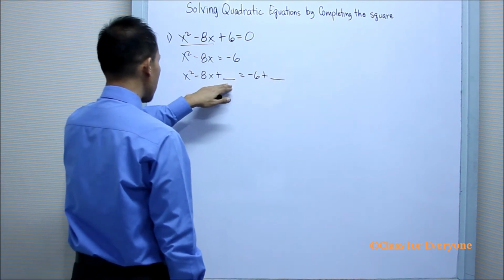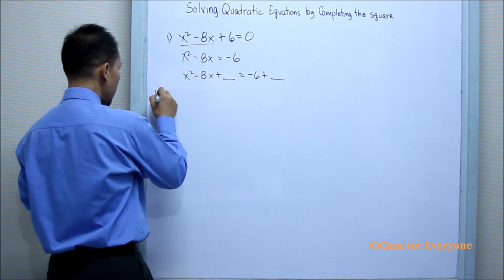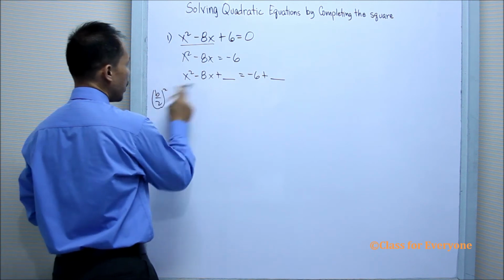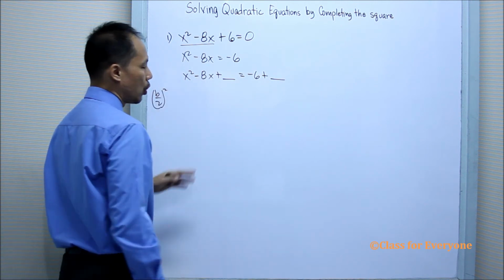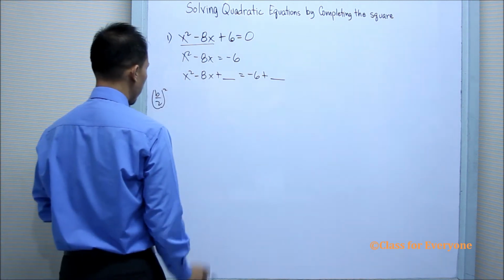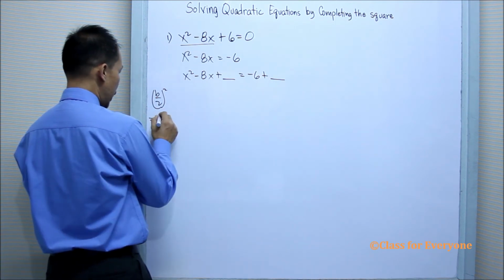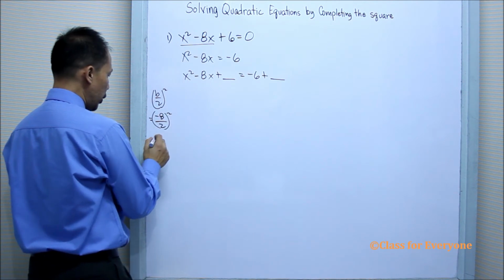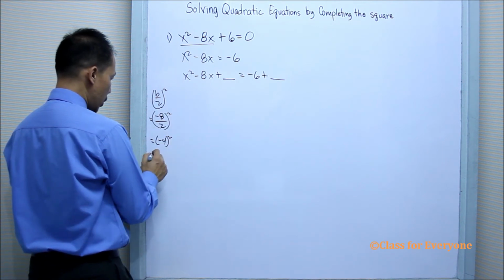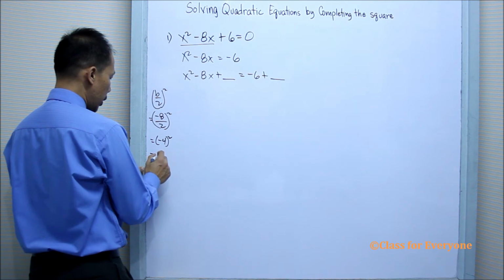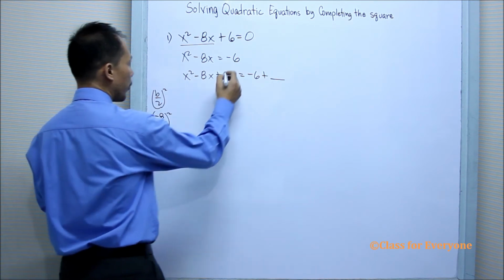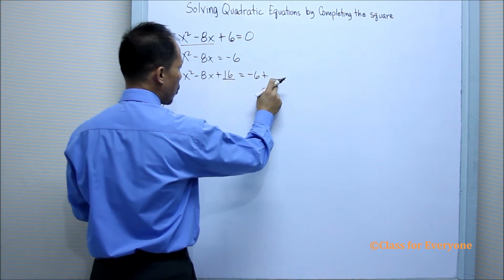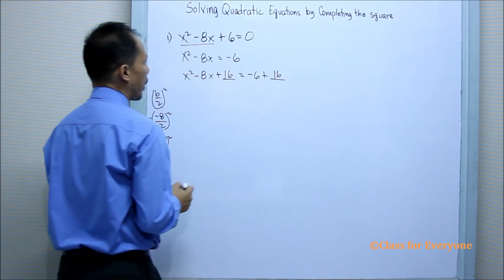But how will I get this? There's a formula: b over 2 squared. What is b? b is the numerical coefficient of the linear term. So here, we have negative 8 over 2, and then square it. Negative 8 over 2 is negative 4, and negative 4 squared is 16. Therefore, this is 16. And since this is 16, I must also add 16 to the right side.